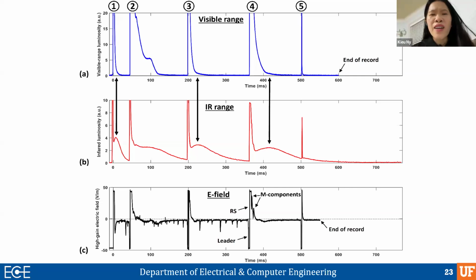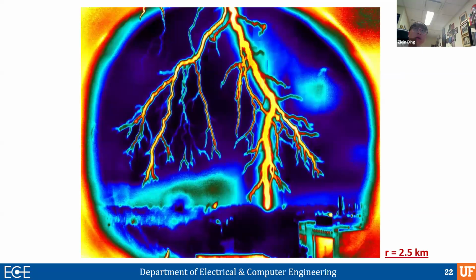Okay. It's weird to me because your image is not saturated, even though it's only 2.5 kilometers away. Oh, you mean for this one? Yeah, the distance, yes.